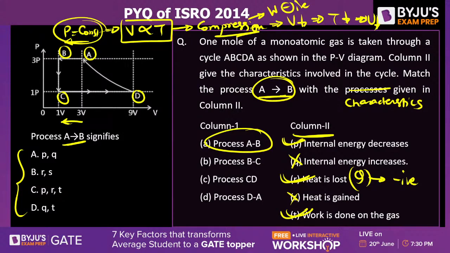So P, R and T will be the right answer. Option C. Well done, aspirants Arnab, Ayush. Good. Keep it up. Are you able to understand?